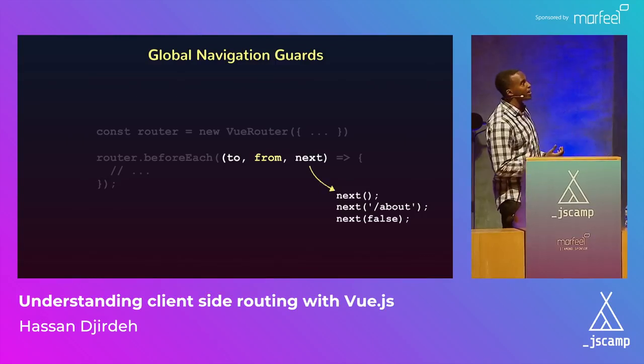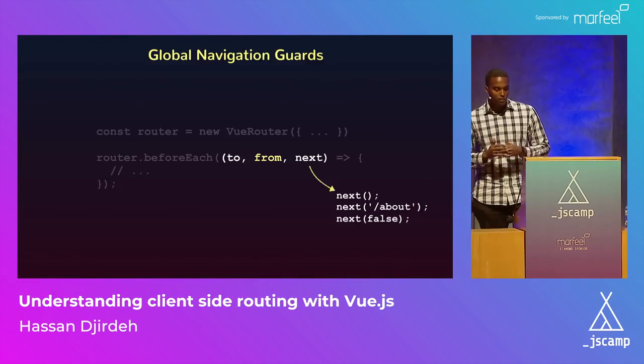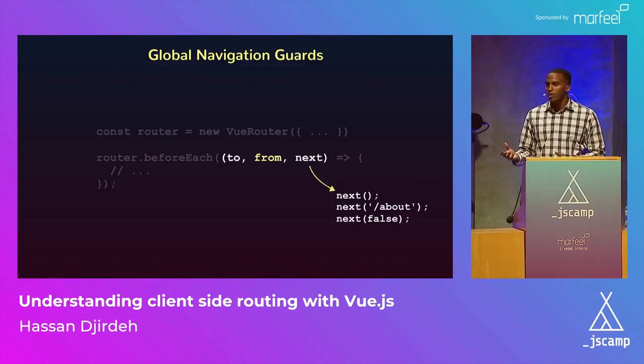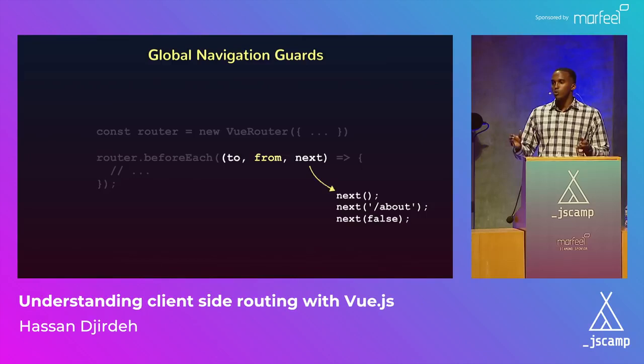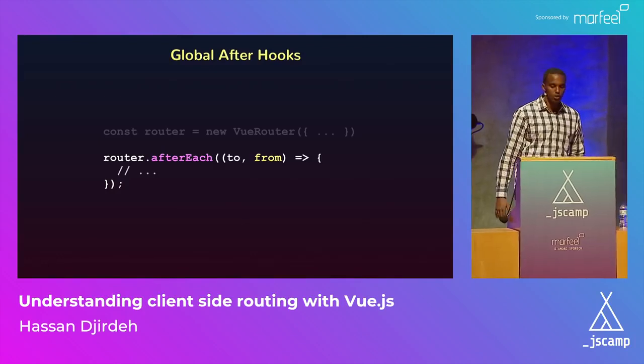Declaring next and specifying an argument of the path name actually redirects the user, or forces the user, to go to that particular path. And finally, declaring next with a false Boolean simply cancels the navigation outright, and the user remains where they are. Similar to how we have a beforeEach function, there also exists an afterEach function, which is basically a method that gets run after the routes are complete.